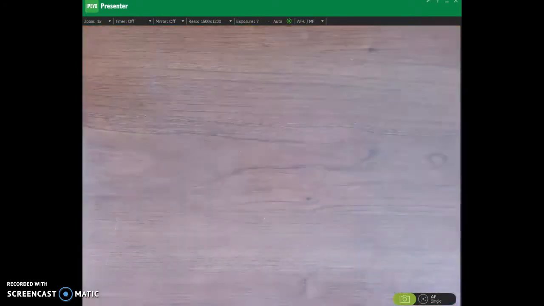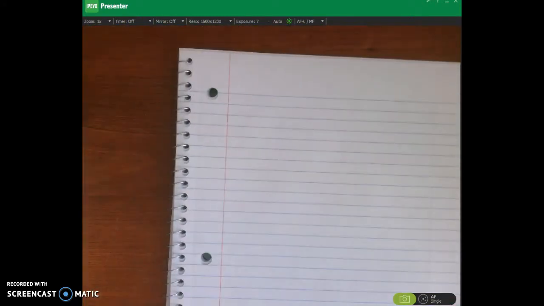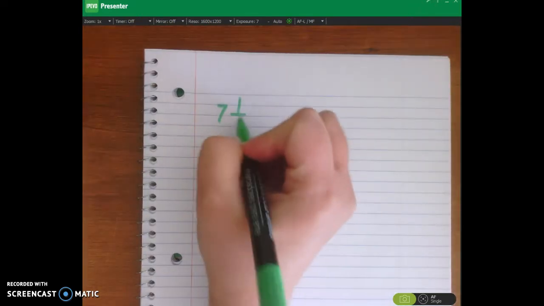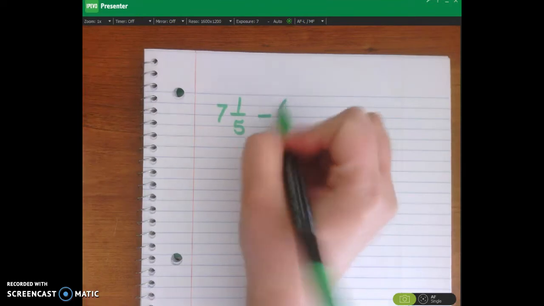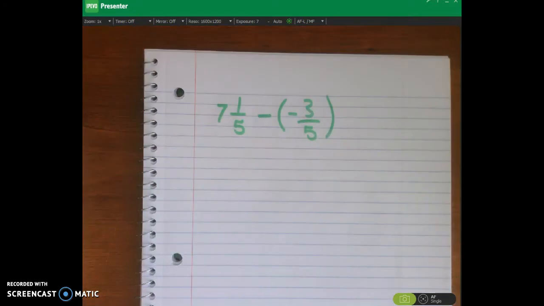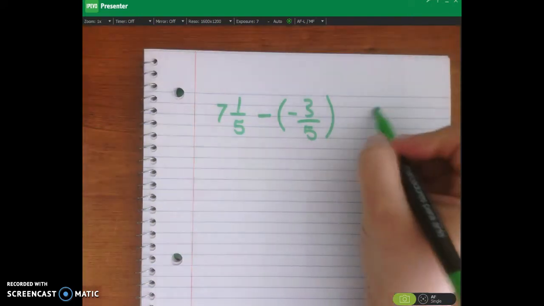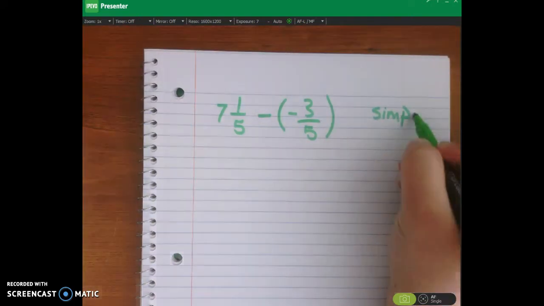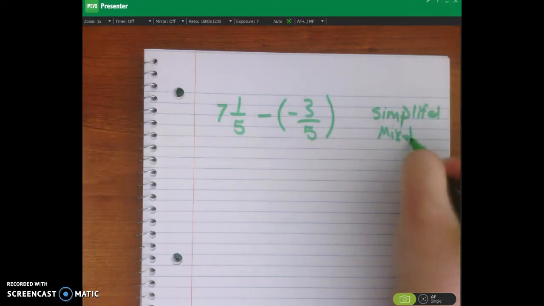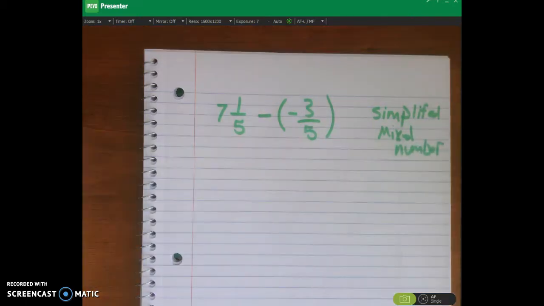Now let's look at the last question you had. The last one said subtract 7 1/5 minus negative 3/5. And then they want our answer as a simplified mixed number. So now we know how they want our answer to look.